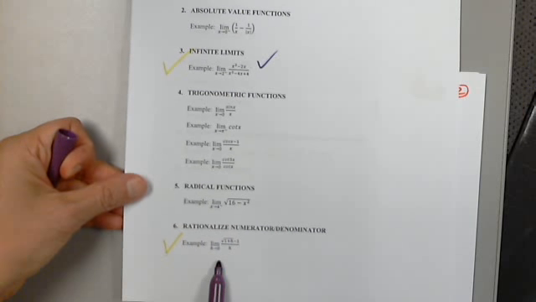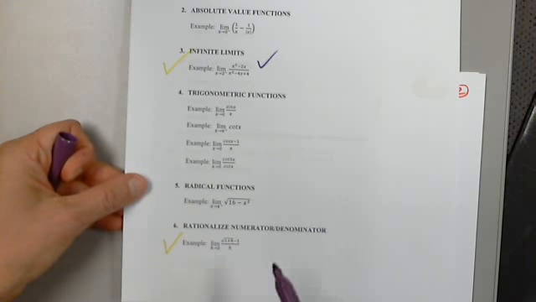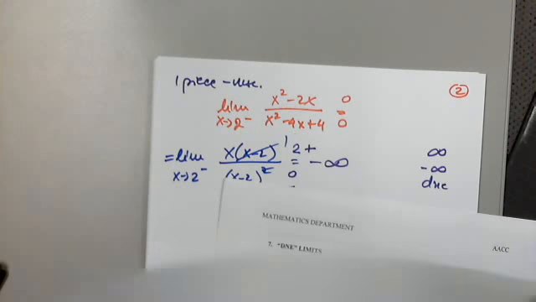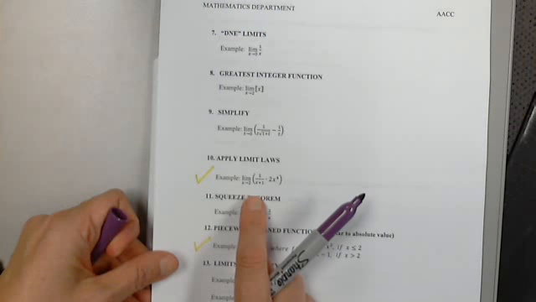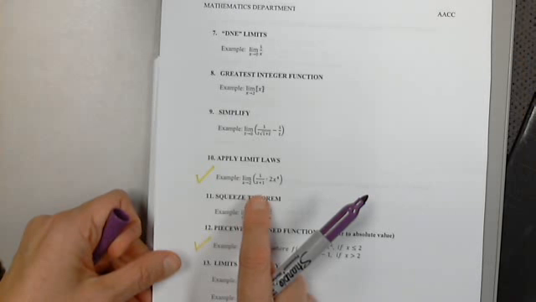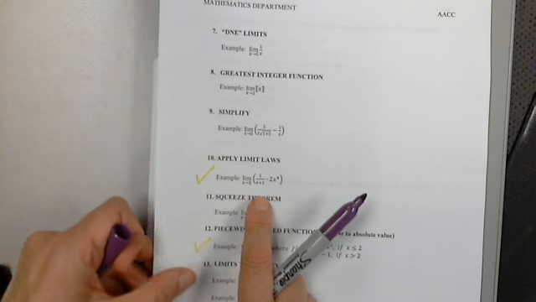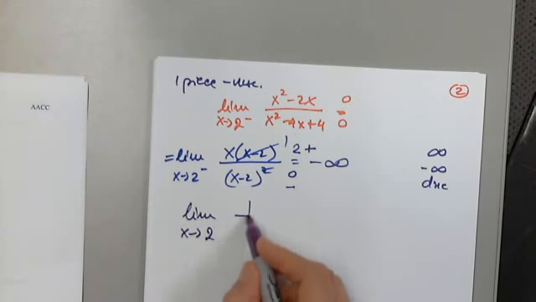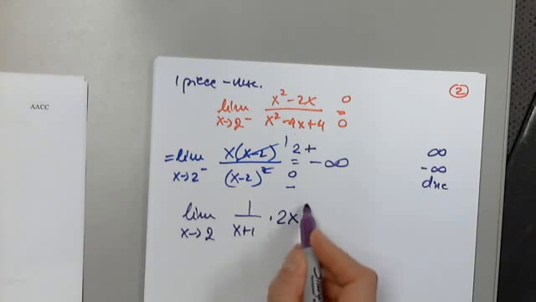This is the same problem with the one that we just did a couple of minutes ago. Any problems with number 10? Any problems with number 10? Yeah, can you do that? Yes. So we have limit as x approaches 2 of 1 over x plus 1 multiplied by 2x to the 4th.